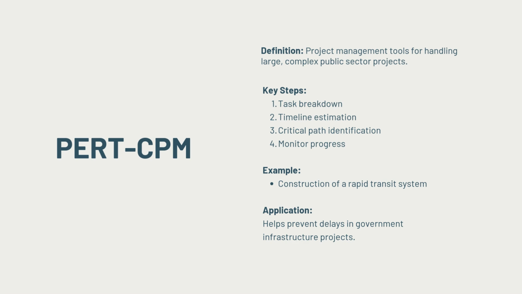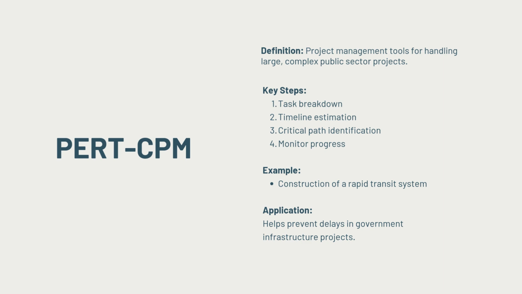Key steps in PERT CPM include, 1. Task identification. So, the first step is to break the project down into smaller tasks or activities. For instance, if we're building a public hospital, tasks would include site preparation, foundation work, electrical installations, and so on.